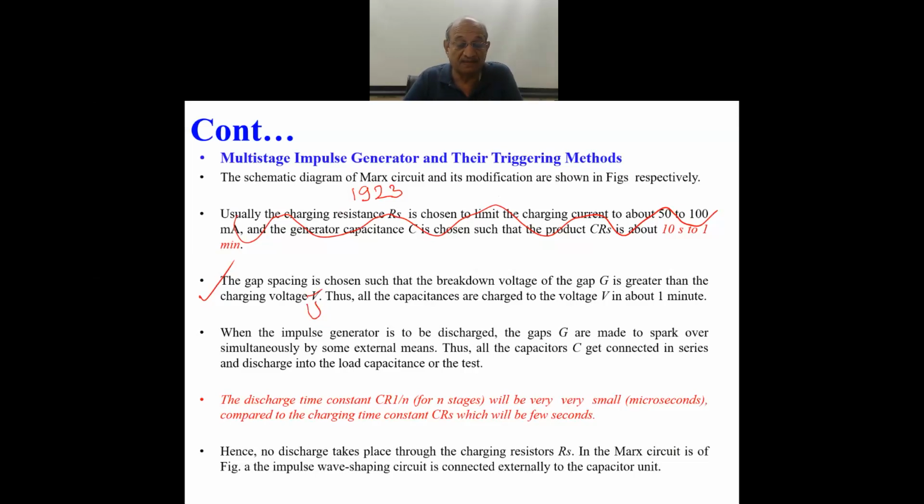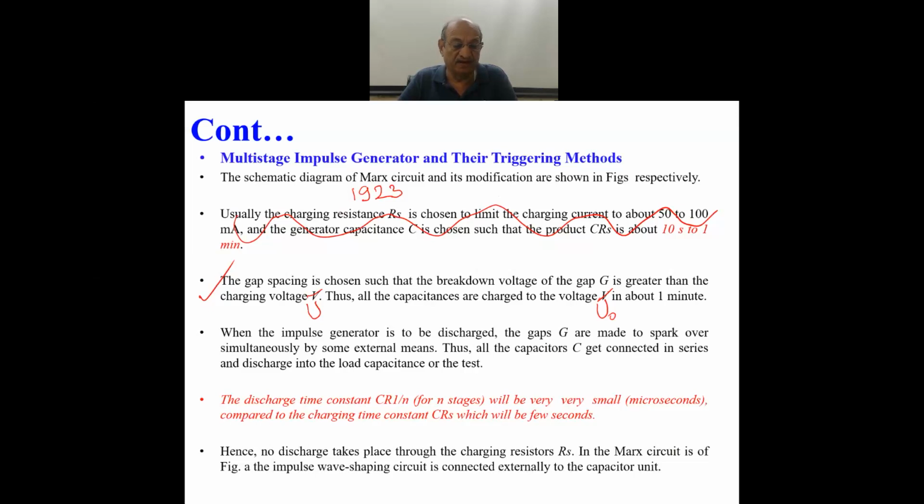Thus, all the capacitances are charged to the value of U naught. We charge them to a value U naught, and you can charge for a few seconds, not necessarily 1 minute. It takes time to acquire the voltage across the capacitor. So at U naught, you hold the voltage, and the setting of the air gap is such that no flashover takes place at the air gaps.